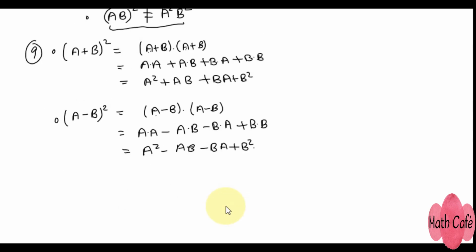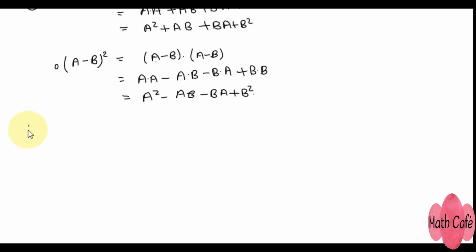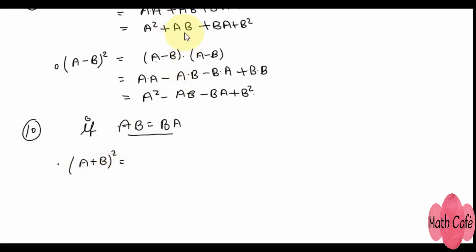Okay, in the 10th point, if I put a condition that AB is equal to BA, that means A and B are commutative to each other, then A plus B whole square will become, in this case AB and BA are the same, so A plus B whole square will become A square plus twice of AB plus B square.